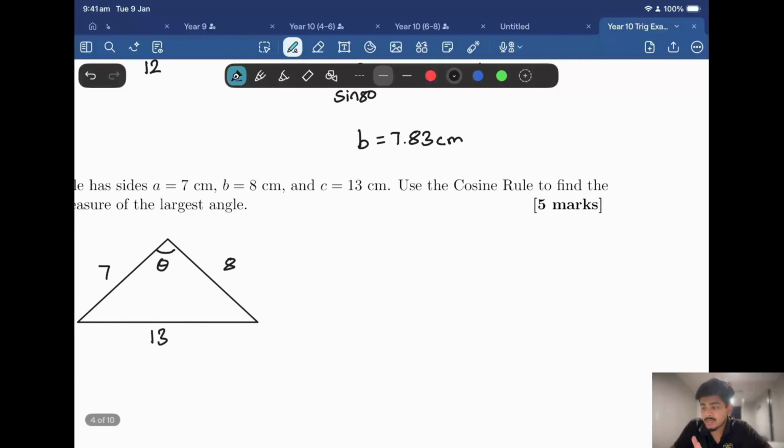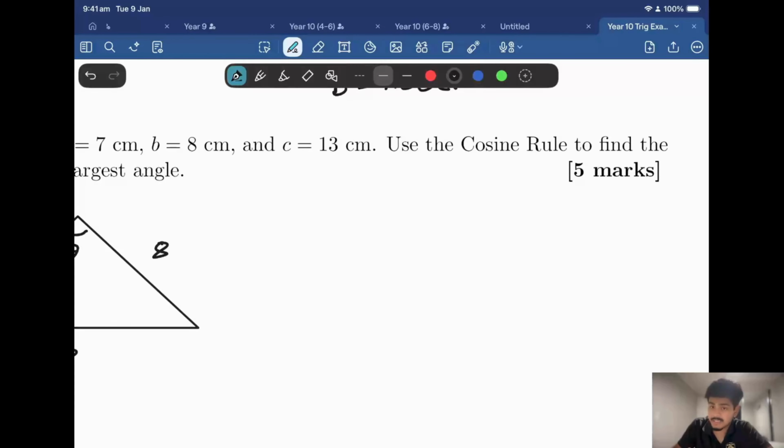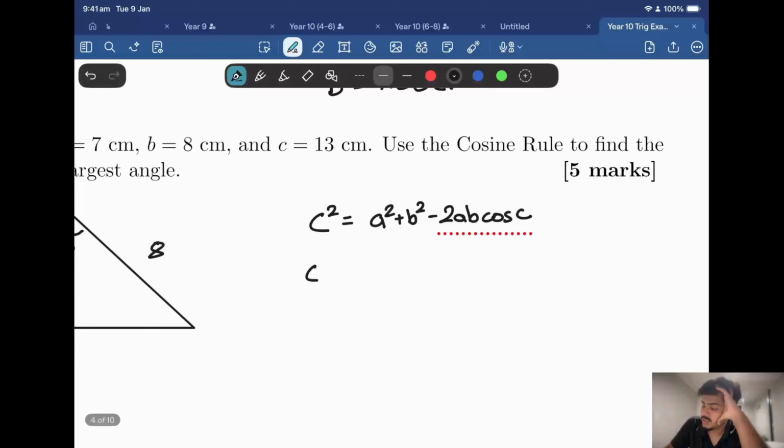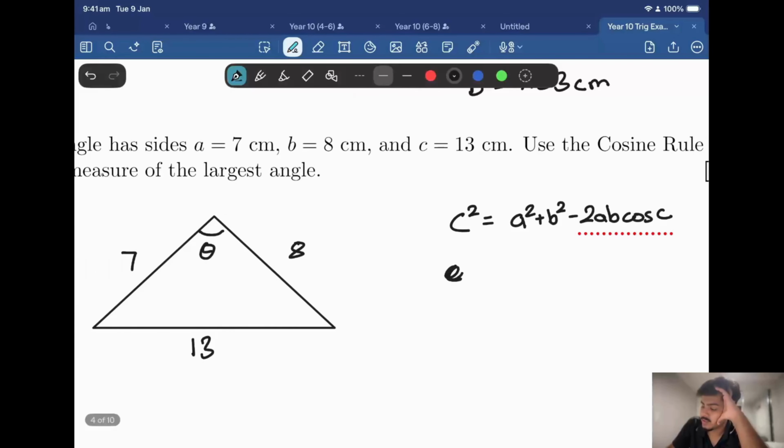Okay, so I'm going to do it my way. I don't like to remember two formulas, I only like to remember one formula, and that's my base cosine formula. So that's c squared is equal to a squared plus b squared minus 2ab cos c. So what's c squared? c squared is 13 squared.